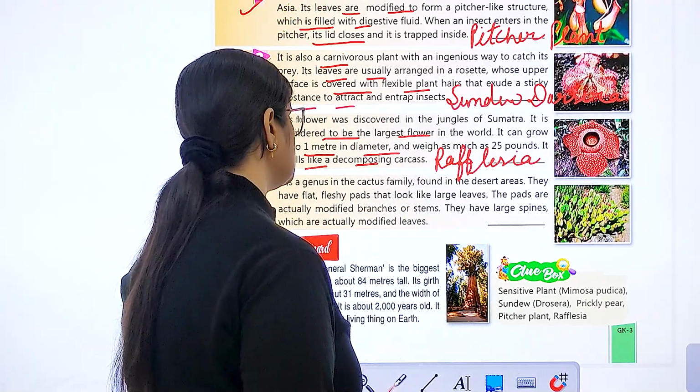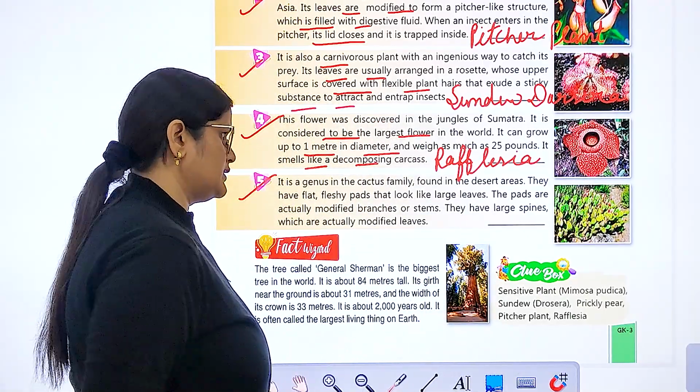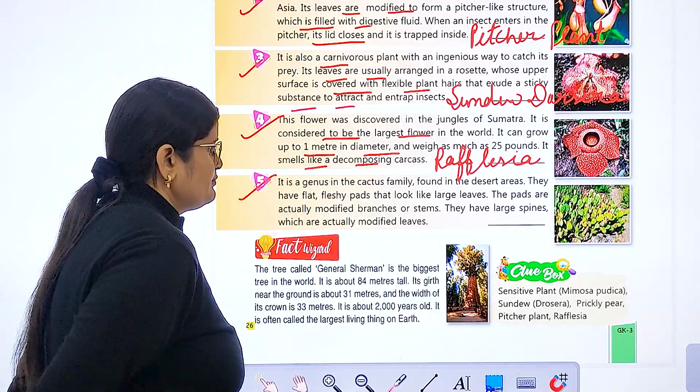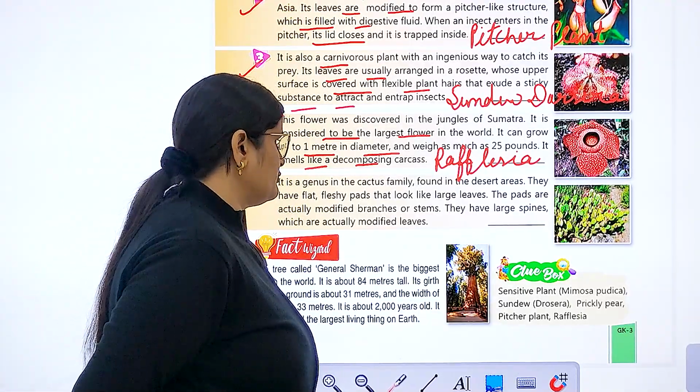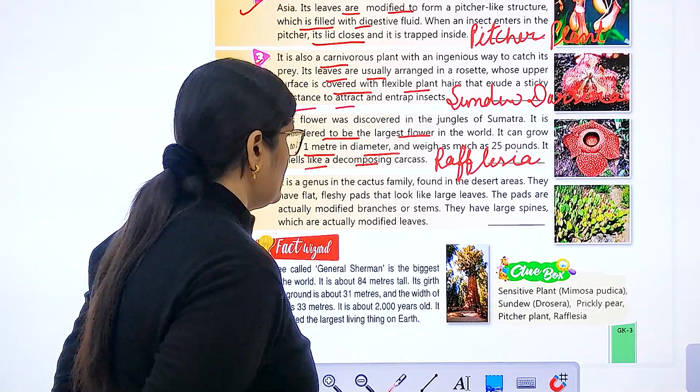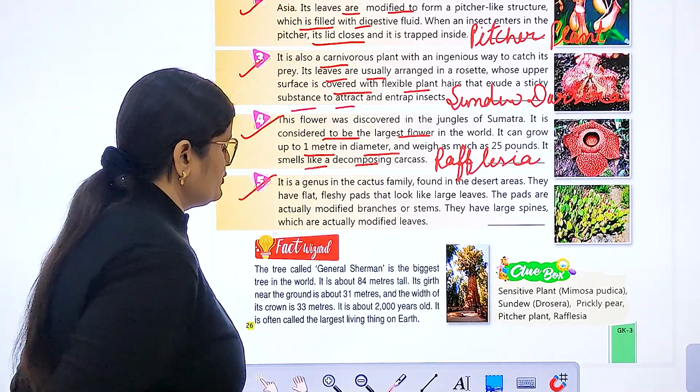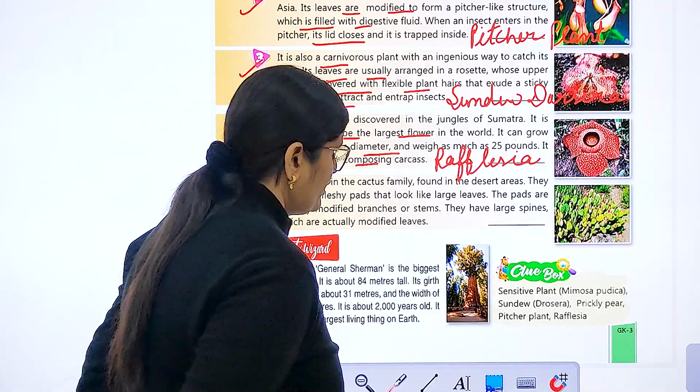5. It is a genus in the cactus family found in desert areas. They have flat, fleshy pads that look like large leaves. The pads are actually modified branches or stems. They have large spines, which are actually modified leaves. Prickly pear.